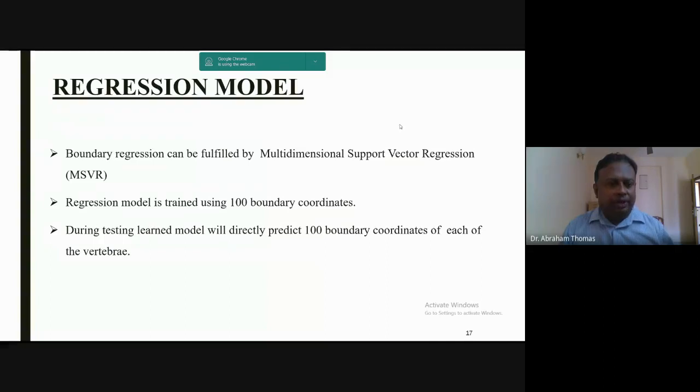Given an image, a cropped, resized image, we have to extract these features, and we have to have a nonlinear map from these features to the boundary points. That's the goal.